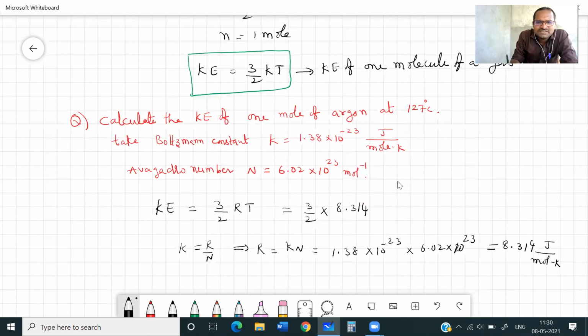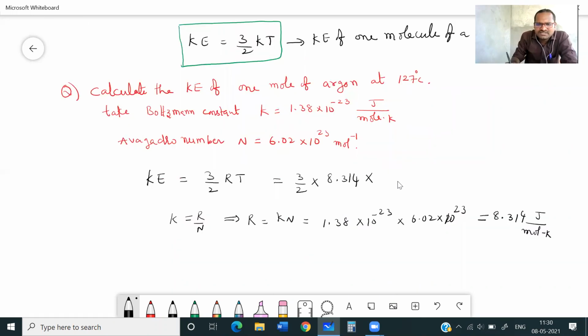How much is T given? T given for us is 127 degrees centigrade. I told you that T should always be kept in Kelvins only. So 127 plus 273. Add these two. You will get how much? 400 Kelvin.